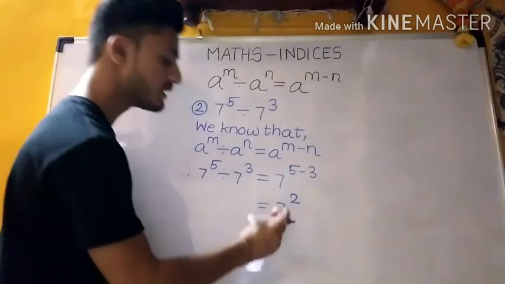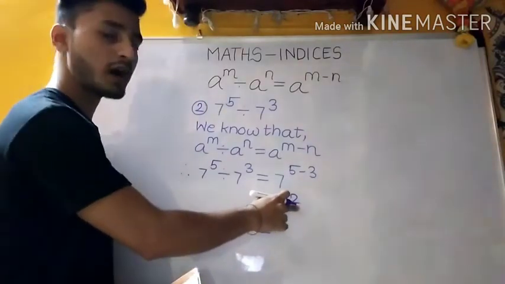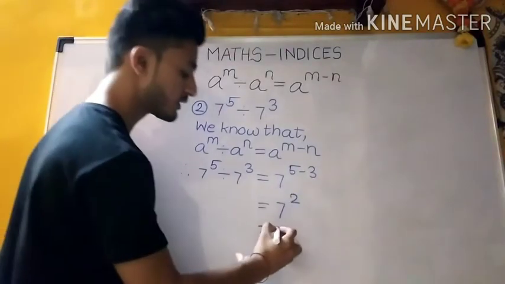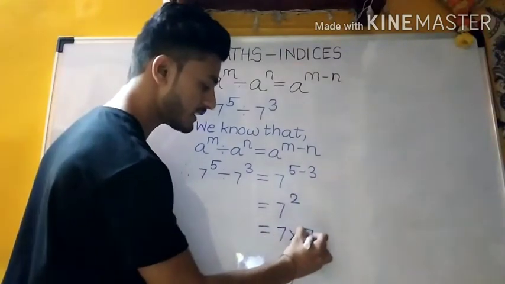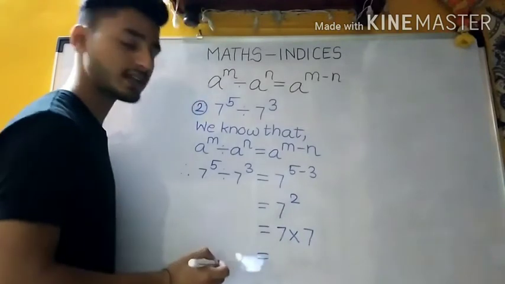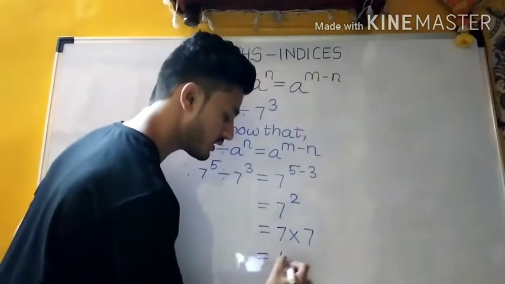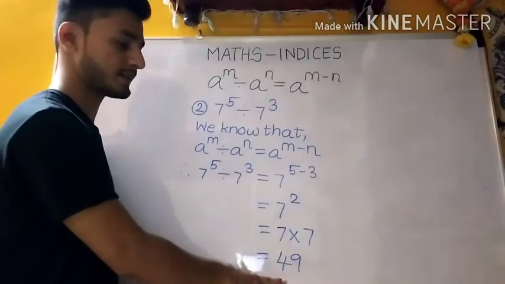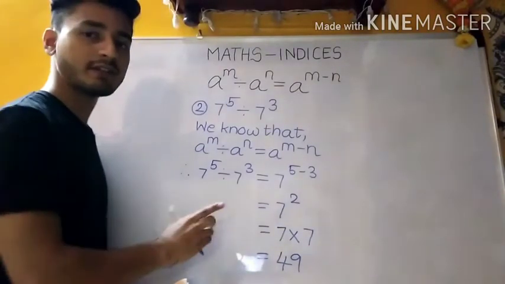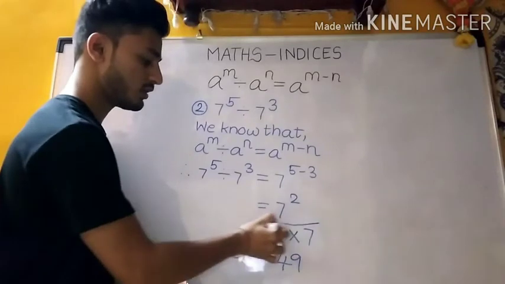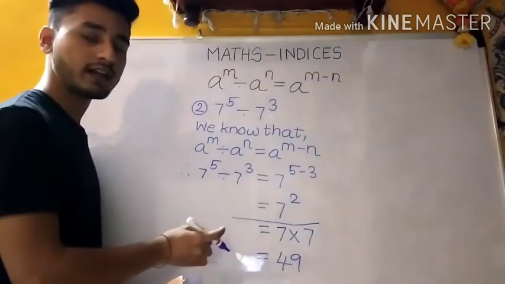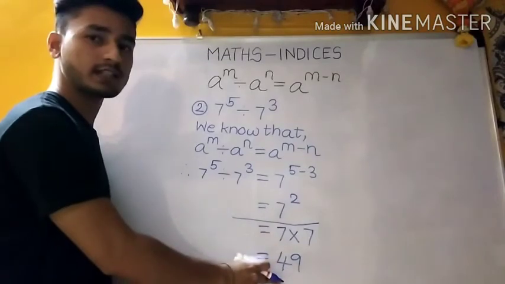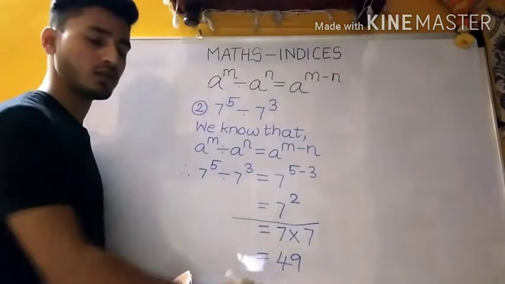So it will be 7 raised to the power 2, which means how many times am I going to multiply 7? 2 times. So it will be 7 multiplied by 7. 7 sevens is 49. So this is your final answer. 49 is the final answer. If it is simplify, you will stop here itself. But if it is find the value, you will find the multiplication form and then the final value of this question.